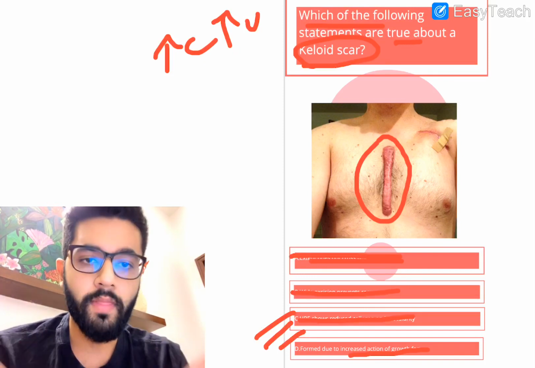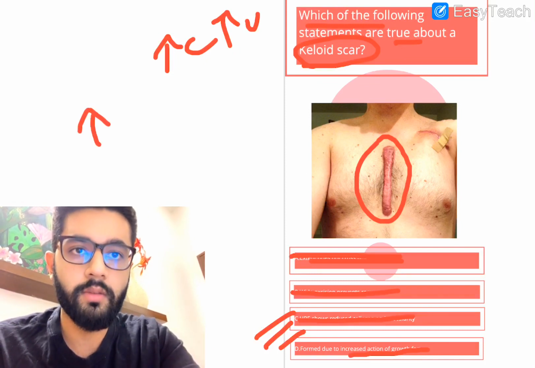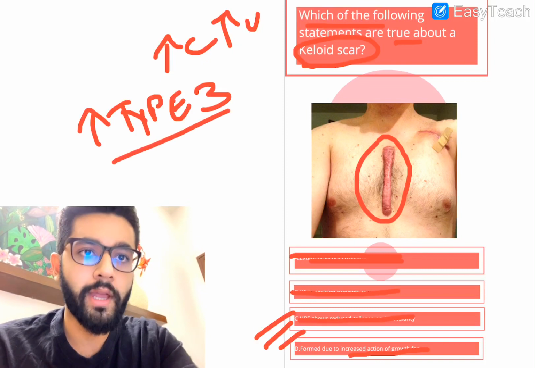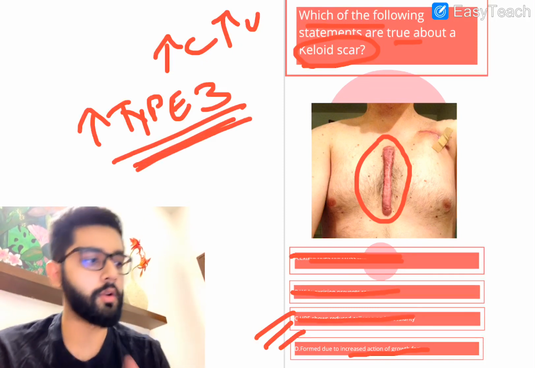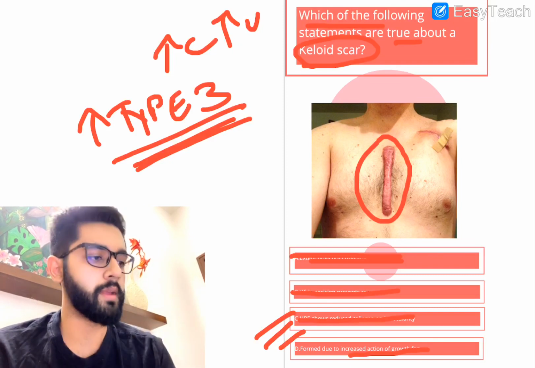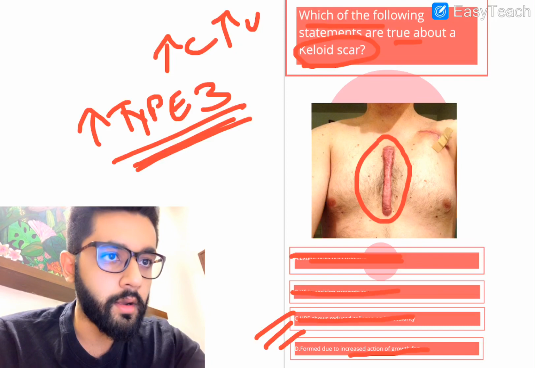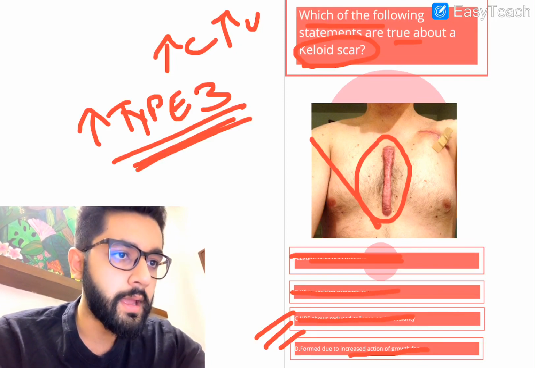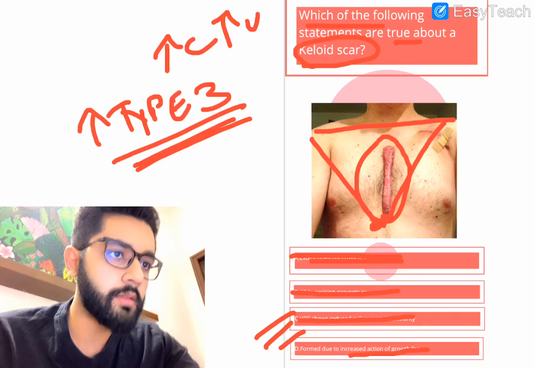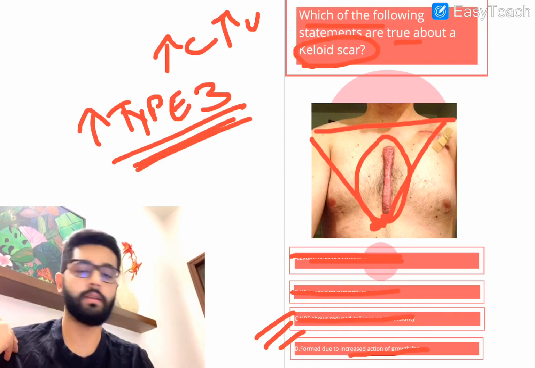And if you look at the histopathology of it, there is increased, and this is a very common NEET question, which type of collagen is increased. So increased type 3 collagen in keloid, increased type 3 collagen in keloid. It is hypervascular with a lot of fibroblast tissues, and it is most commonly seen in a triangle between the shoulder blades and the xiphisternum. So in this triangle is the most common site of keloid formation.